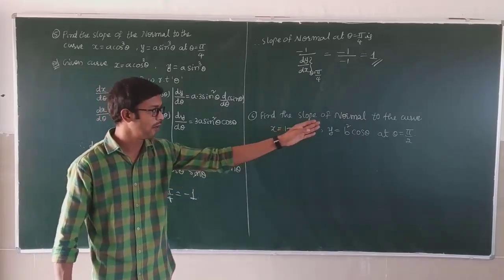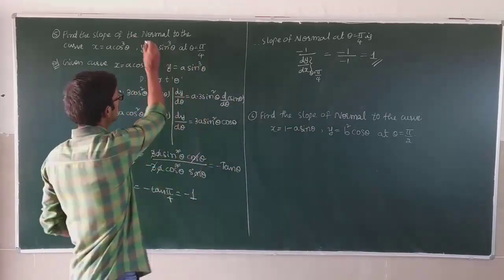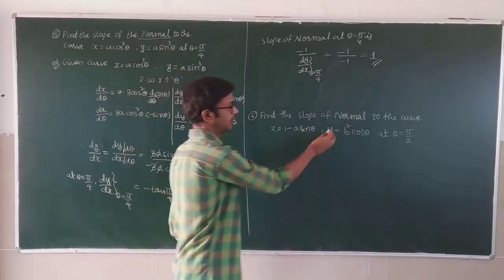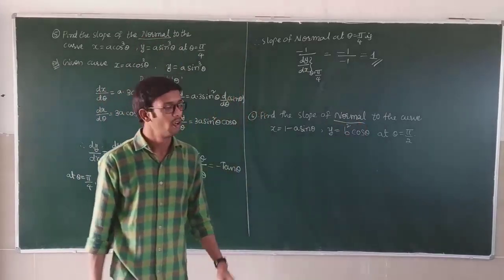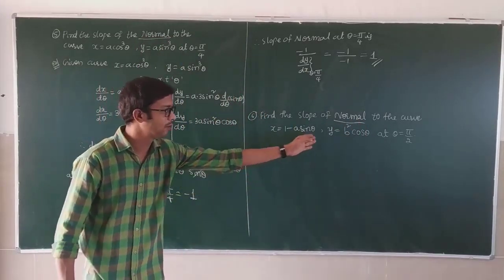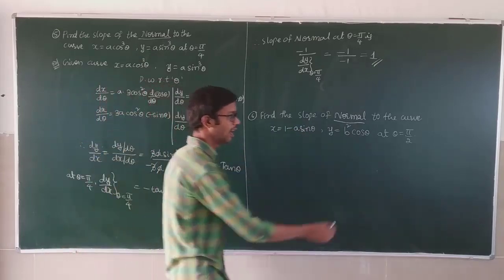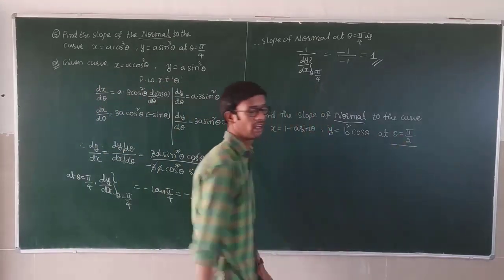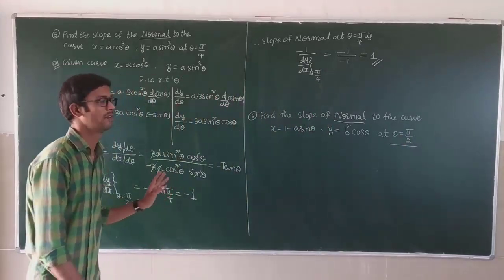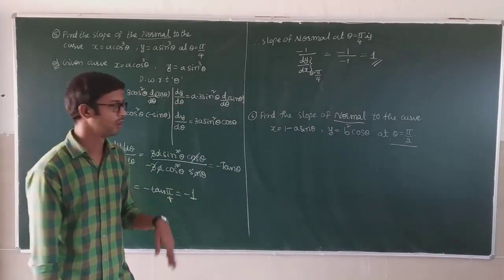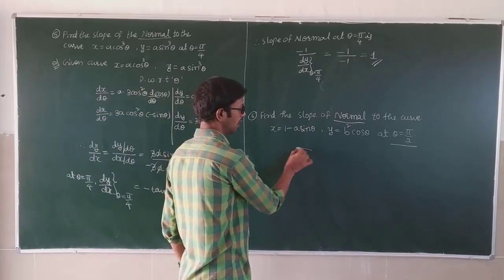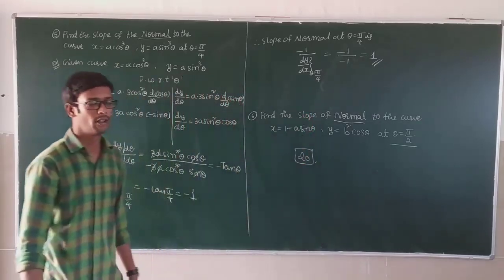Next, problem number 6. Find the slope of normal. Just the same. Here also, the slope of normal to the curve x equal to, y equal to, given in parametric form, and theta is pi by 2. It is a similar problem, so you can do this problem. Pause the video to note it down.